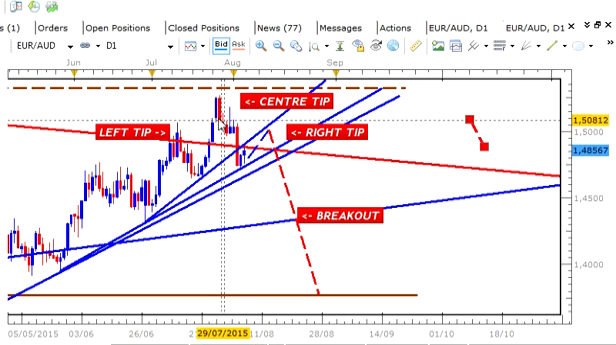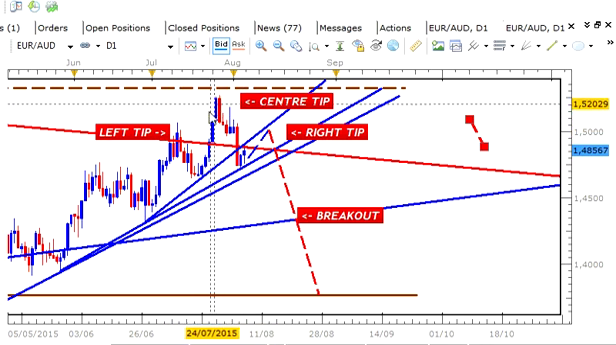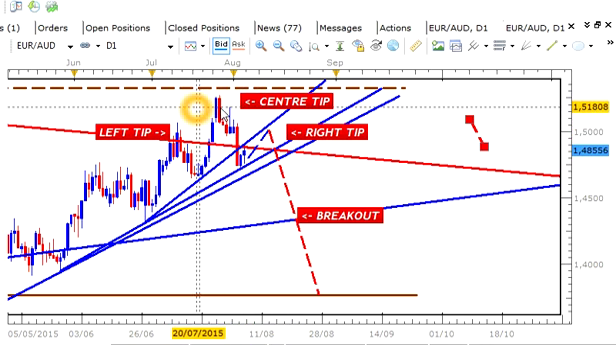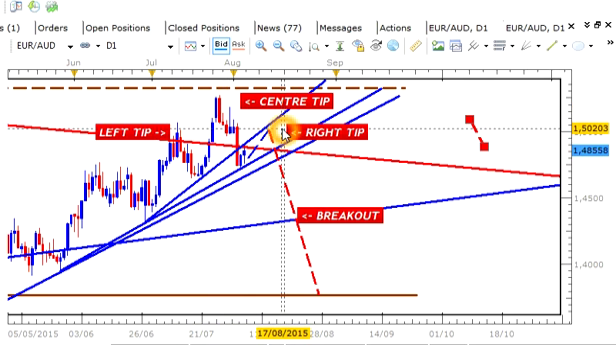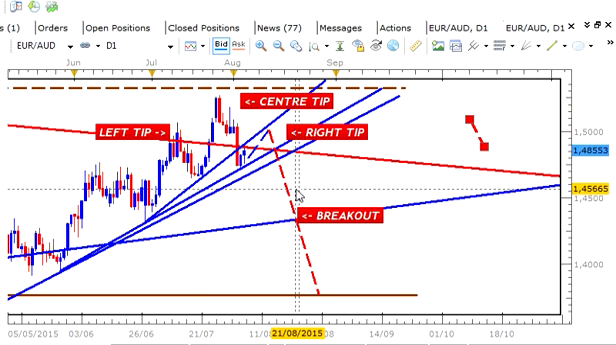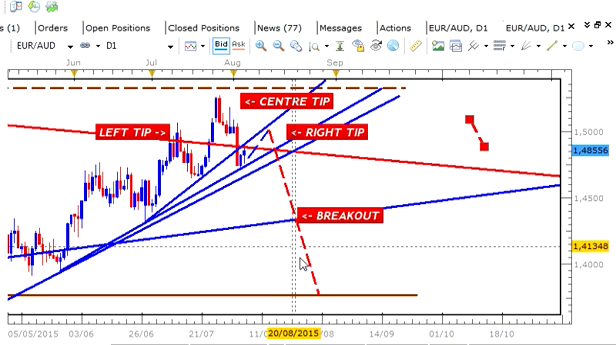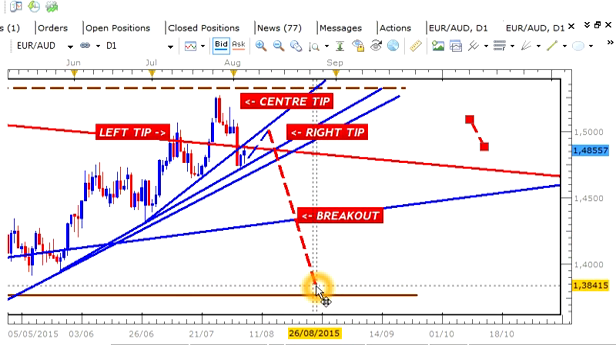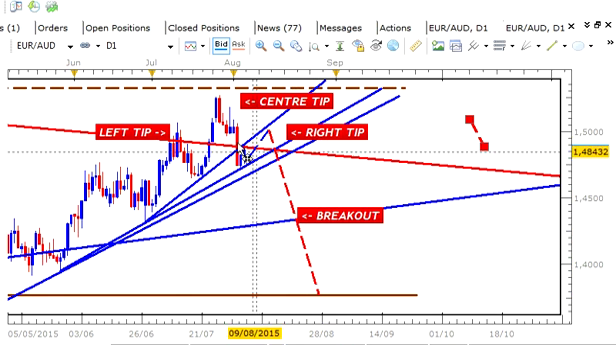Another possibility is that we have a formation of a consolidation setup at this area here that then breaks below this trend line to continue downwards toward the support boundary. So that is what I'm looking at and what I'm seeing as the possibilities at this point in time.